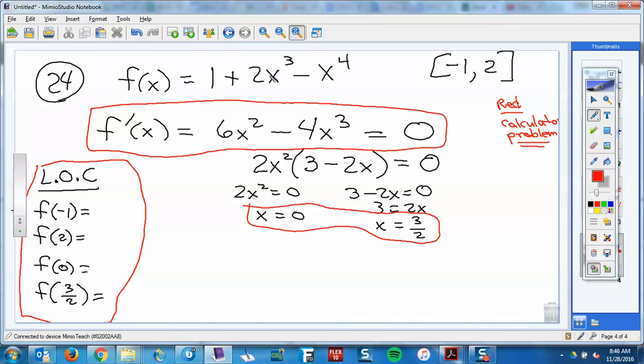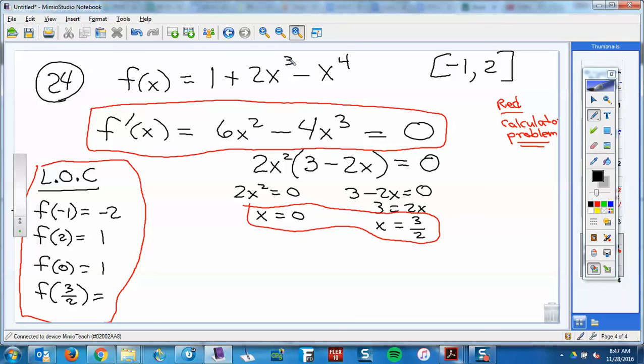Let's put a -1 in there. So -1 cubed is -1 times 2 is -2. -2 plus 1 is -1. -1 to the 4th is 1. So -1 minus 1, that's going to be -2. Put a 2 in there. 2 cubed is 8 times 2 is 16 plus 1 is 17. 2 to the 4th is 16. 17 minus 16 is 1. Put a 0 into there. That's easy. That's 1.